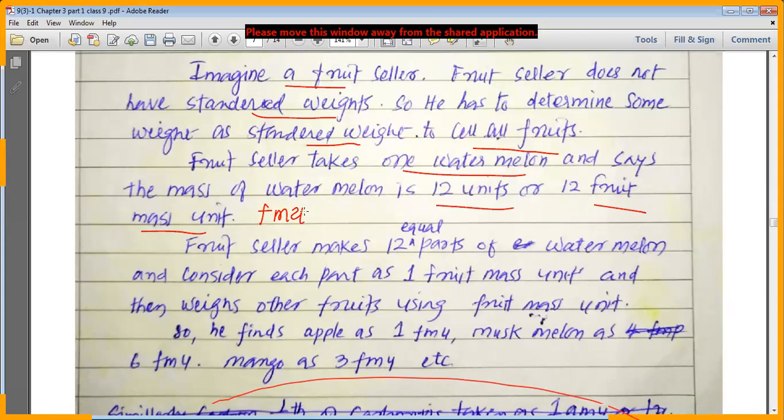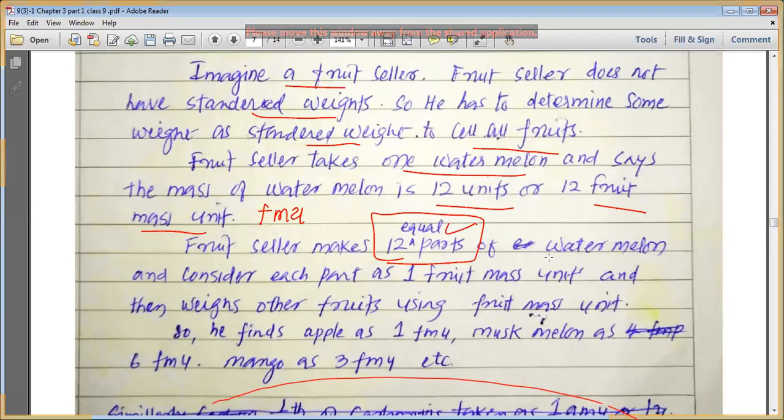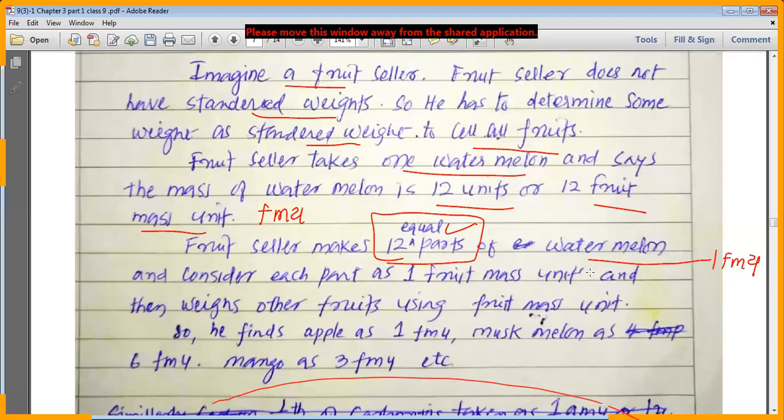FMU. Same way, the fruit seller makes 12 equal parts. Remember here, all the parts of this watermelon should be equal, and he considered each part as one fruit mass unit. So each part out of that 12 parts is known as one fruit mass unit. And then he weighs the other fruits with the fruit mass unit, FMU.